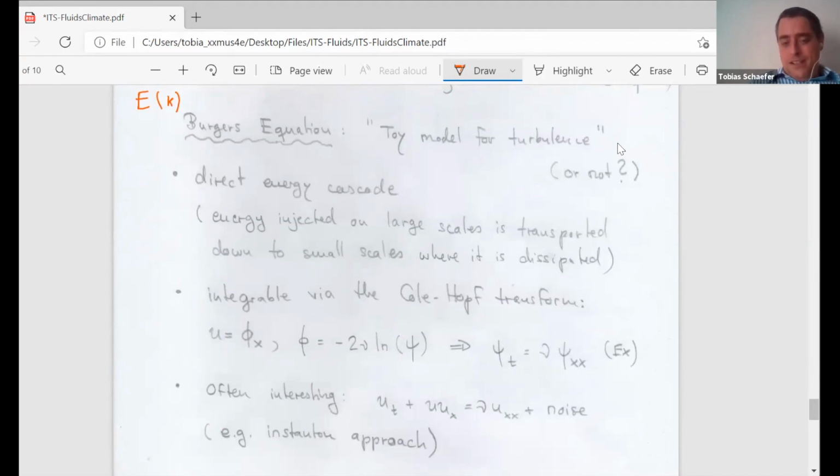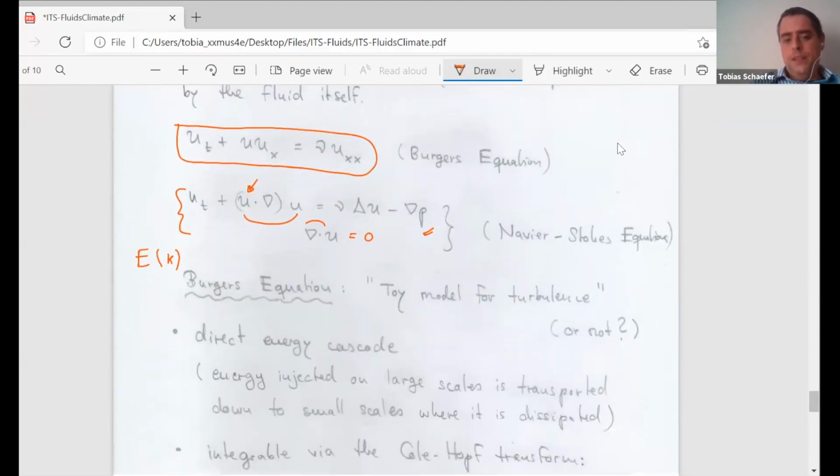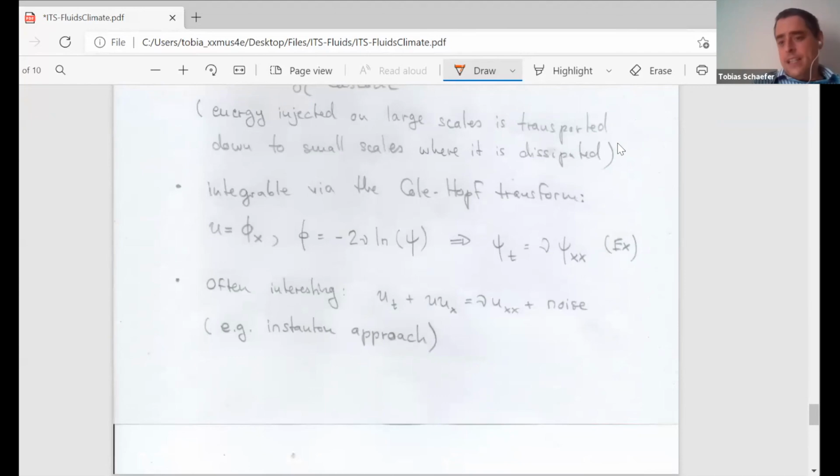Burgers equation, no matter how small the viscosity nu is, as long as you have some viscosity nu, can be transformed into the heat equation. So essentially it's integrable and you can entirely solve it. And people believe that that's not the case for the Navier-Stokes equation.